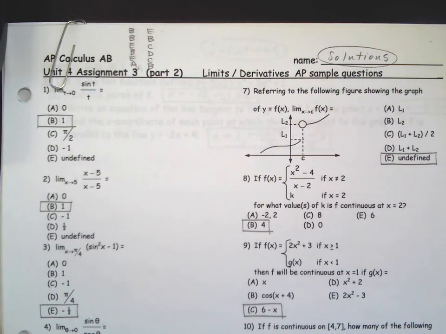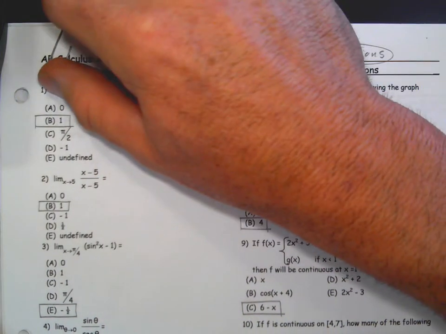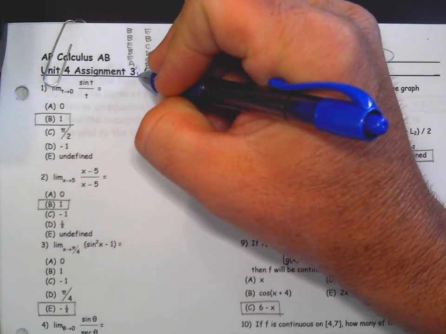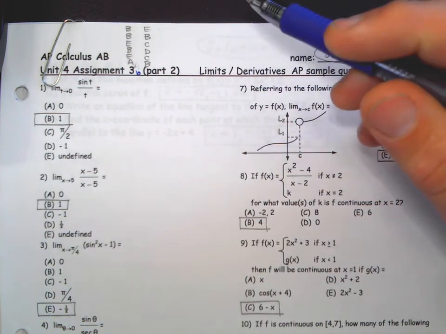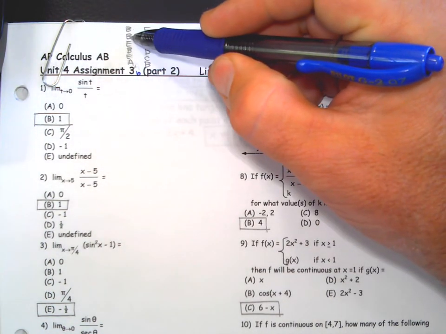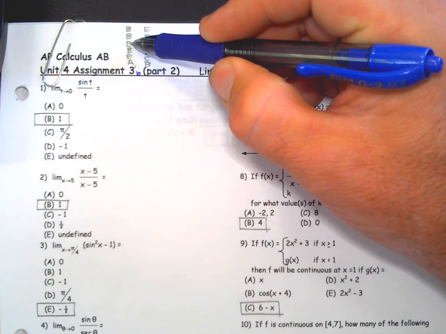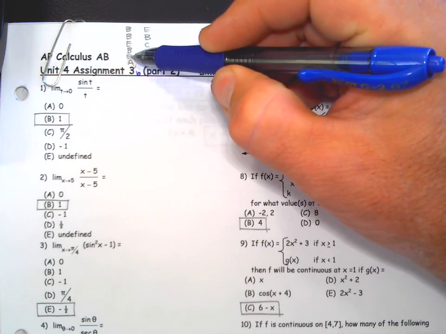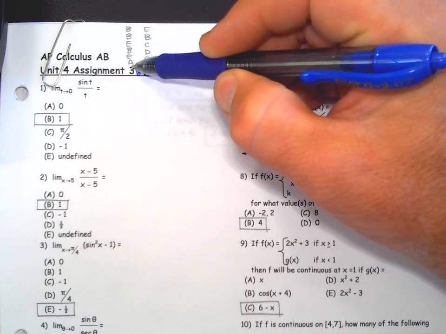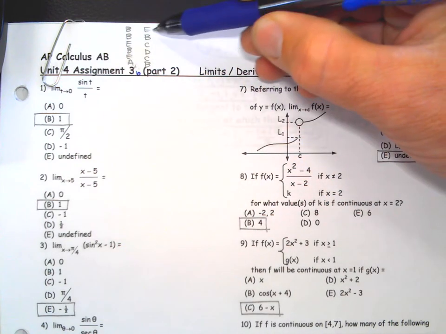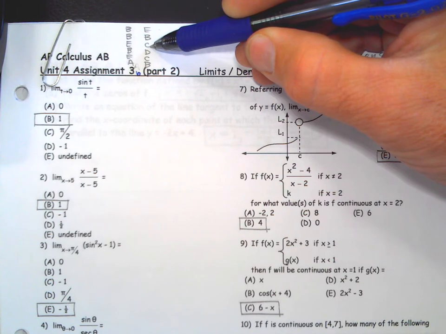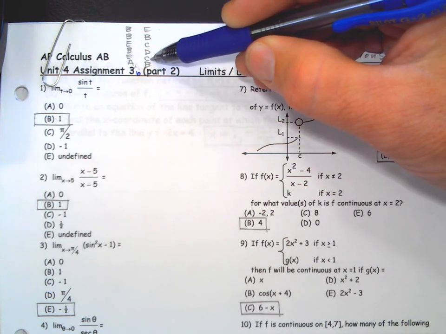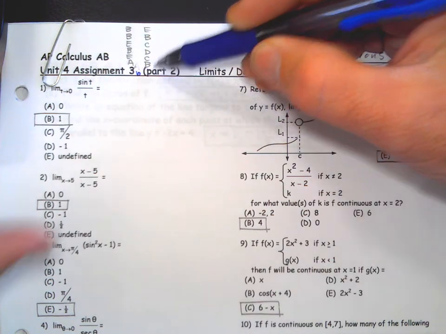Okay, AP Calculus AB, Unit 4, Day 3, Worksheet B, Part 2. So these are the answers. Number 1 is B, number 2 is B, number 3 is E, number 4 is B, 5 is E, 6 is A, 7 is E, 8 is B, 9 is C, 10 is D, 11 is C, 12 is B.